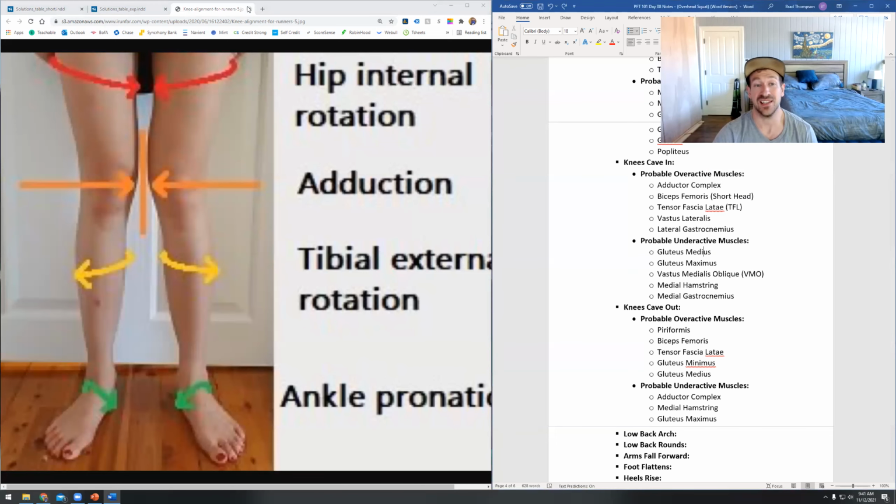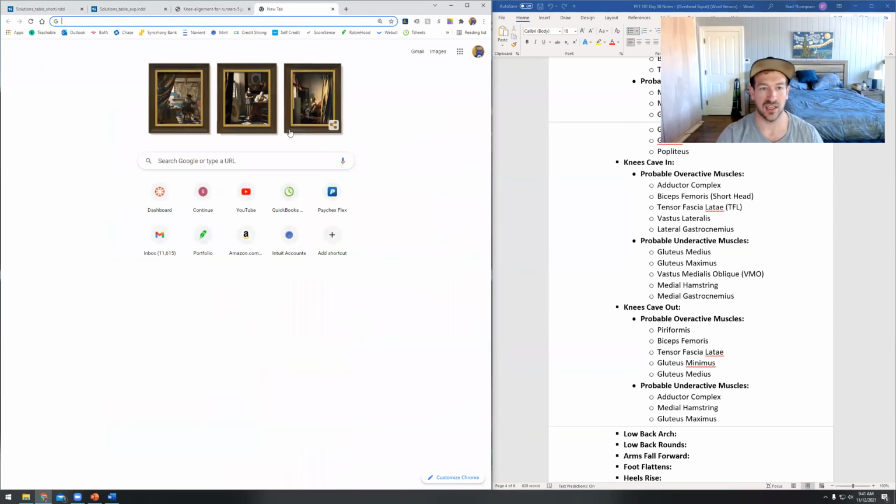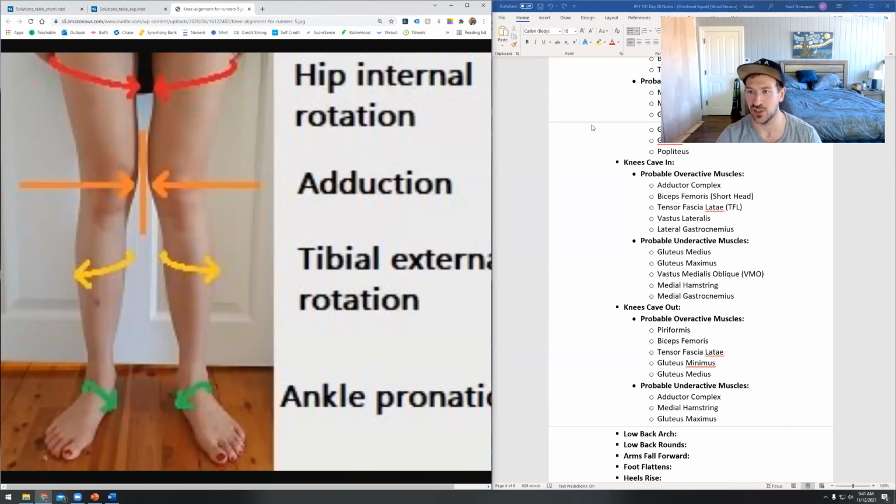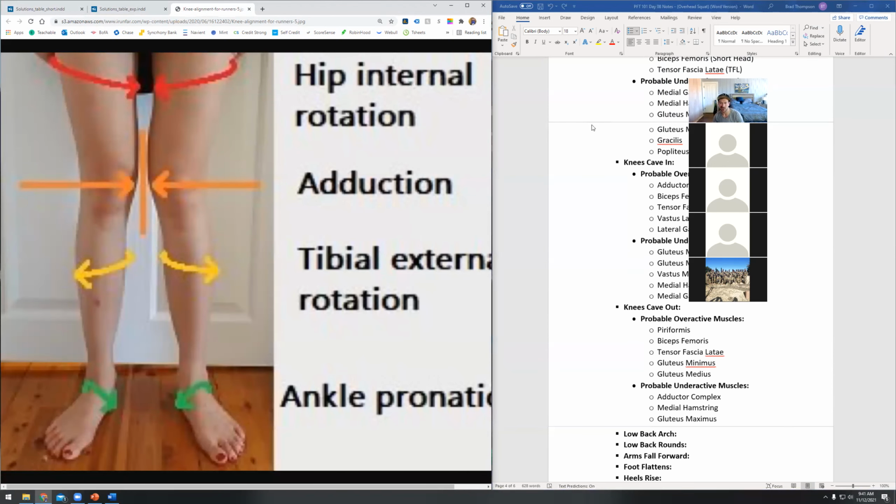All right, so the opposite of this is the knees caving out, right? That bow-legged posture. I like to call it the John Wayne. My parents loved watching Westerns. I said loved. My parents love, present tense, watching Westerns. I always call it the John Wayne posture.